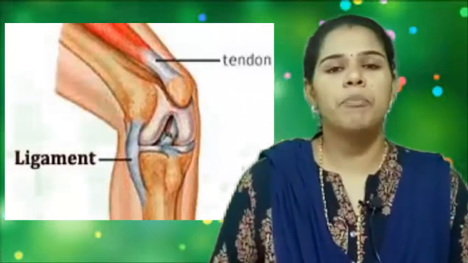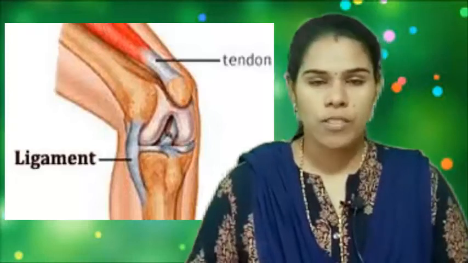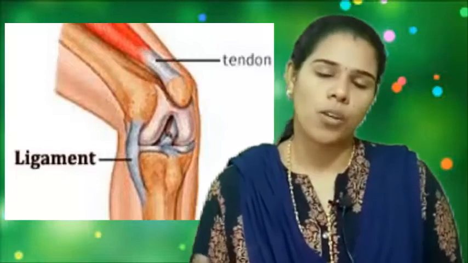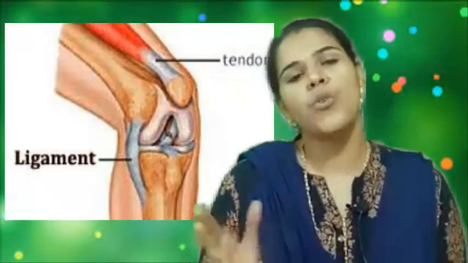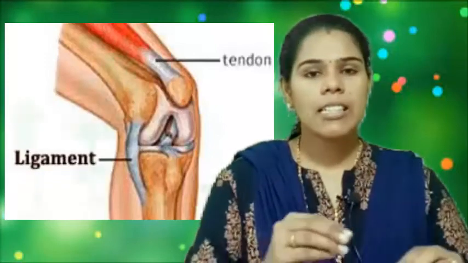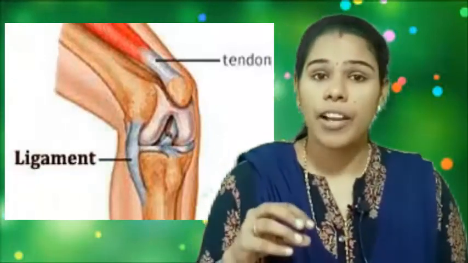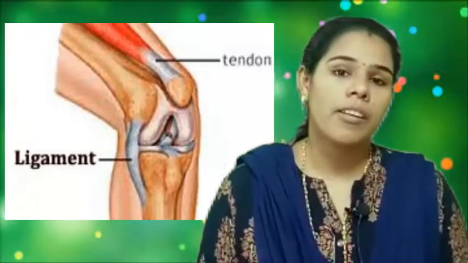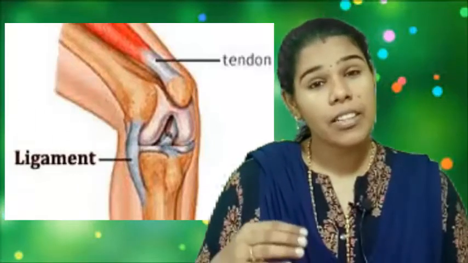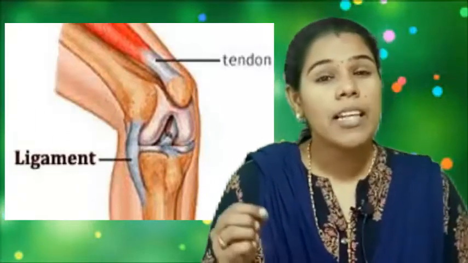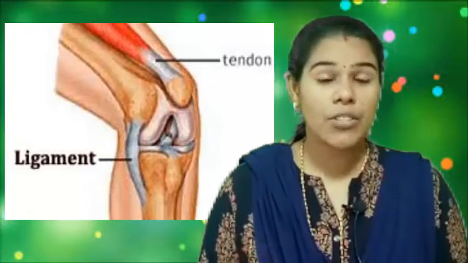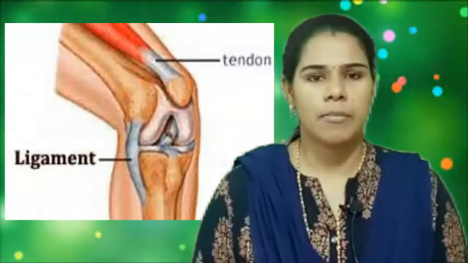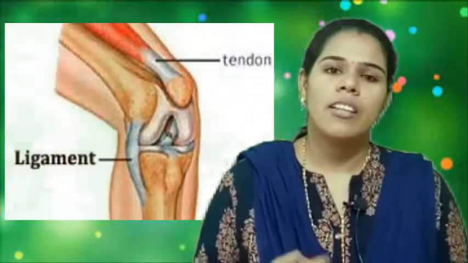Okay, and the fourth important connective tissue is tendons. Tendon is a connective tissue which connects muscles to bones. It is a fibrous tissue, with great strength but limited flexibility, which means elasticity is very little.